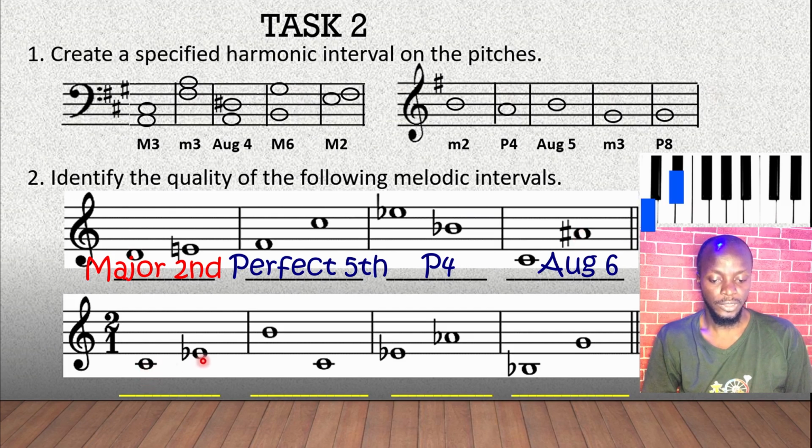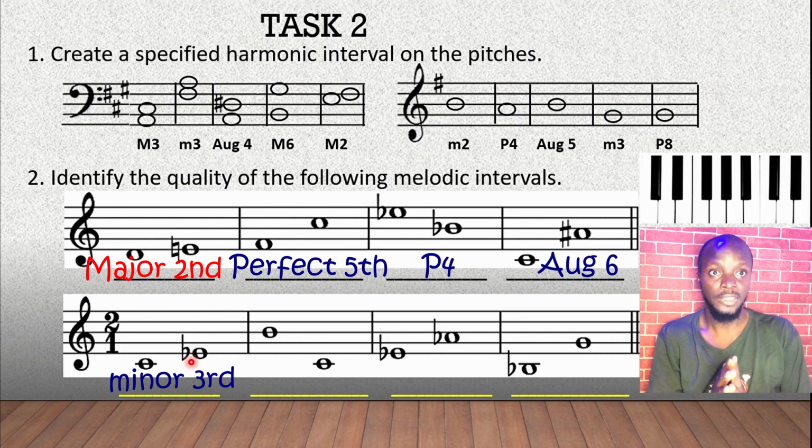Now let's go to C to E flat. C to E flat is a third. And what kind of third is this? It's a minor third, right? Because E is flattened here, right? And we have 3 semitones between them. A major third, we have 4 semitones, but a minor third has just 3 semitones, right?